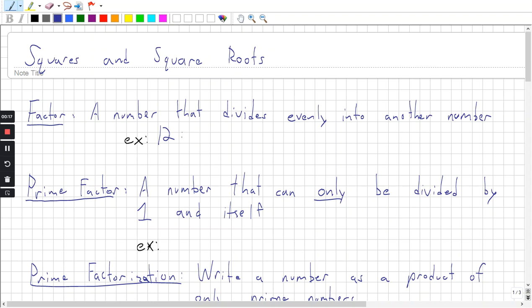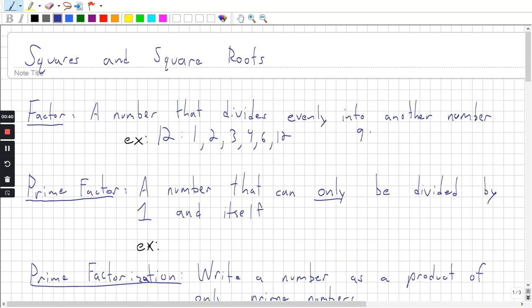So factors of 12 are 1, 2, 3, 4, 6, and 12. We can rule out 5, 7, 8, 9, 10, 11 because those numbers do not go into 12 evenly. These are the only numbers that go into it evenly, so that when you divide 12 by these factors, you will end up with an integer or a whole number.